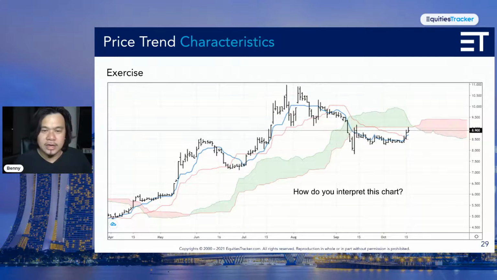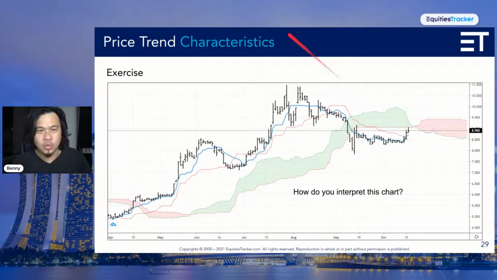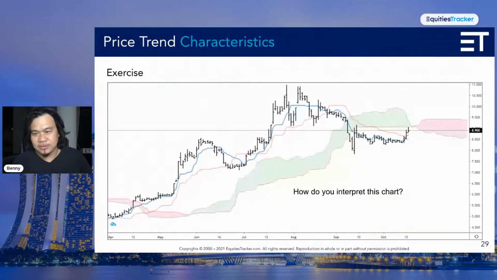Now, if you look at the current downtrend, weak or strong, if you say it's weak, it's correct, because at that point of time, this is the current data, right? You can see that the cloud is actually narrowing. So if it narrows, what does it mean? Narrow means that the price trend is weak. So it's a weak downtrend. Currently, it's a weak downtrend.